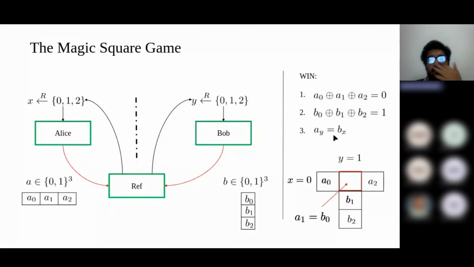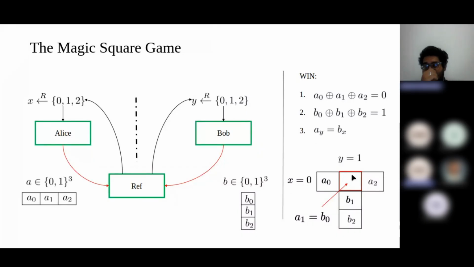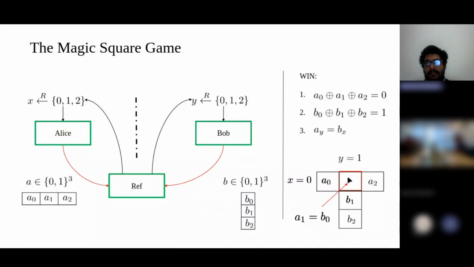Now, what do I mean by the common bit? So, for example, let's say Alice's question was x equal to 0, and let's say Bob's question was y equal to 1. And Alice answered with A0, A1, A2. You guys can see my cursor, right? Yes, we can see it. Okay, great. And Bob answered with B0, B1, B2. Now you see why I drew these as rows and columns of a matrix.